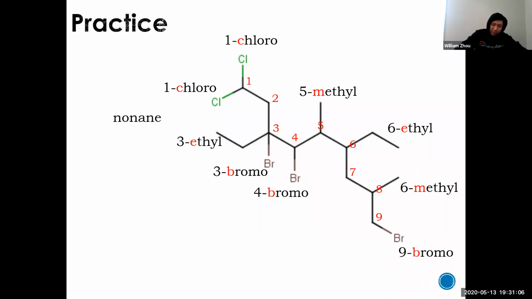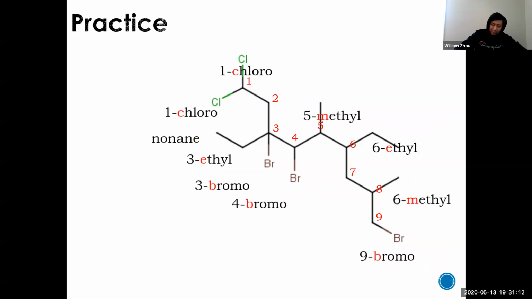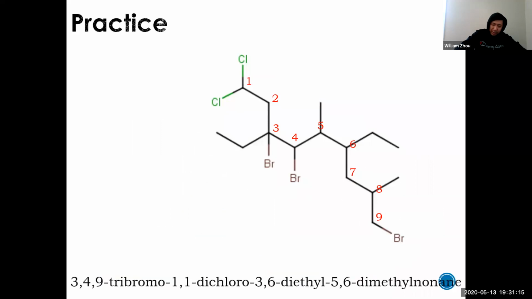Alphabetical order when you put them together. Like, I see a bromo, that comes first. Chloro is next, ethyl, and then methyl. Okay, so you arrange them. 3, 4, 9, tribromo. 1, 1, dichloro. 3, 8, diethyl. 5, 8, dimethyl, nonane.